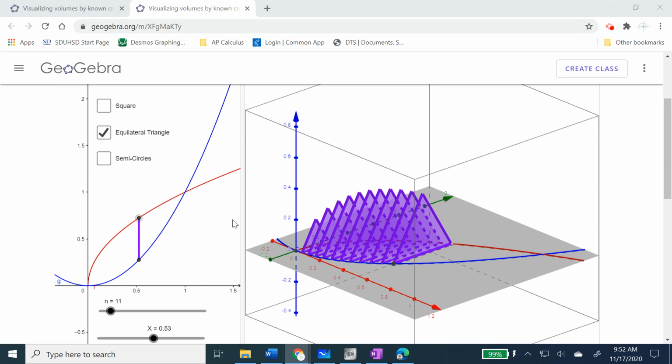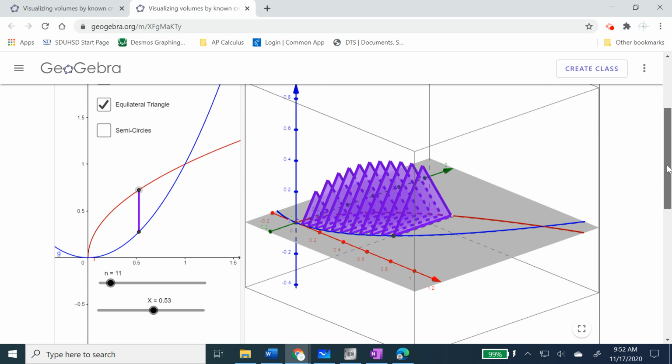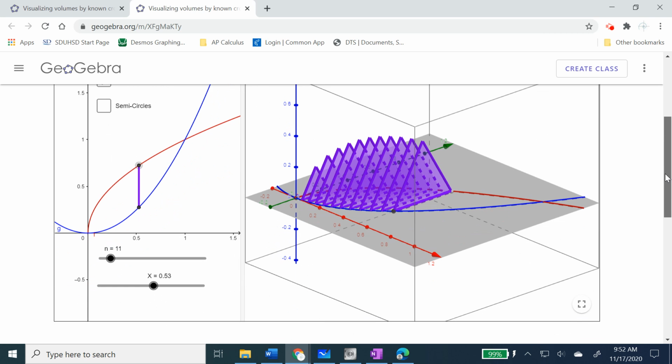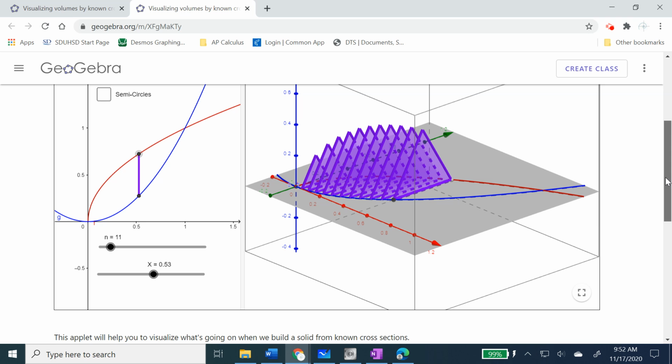Cross-sectional volume. I found this GeoGebra visualization that somebody made, and it is really, really nice for you guys to be able to look at. So with cross-sectional volume, we're doing something different than rotational volume.